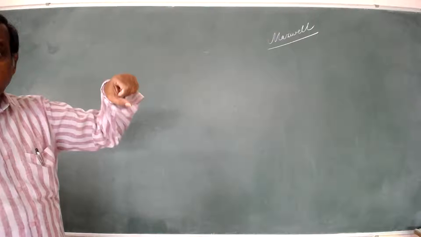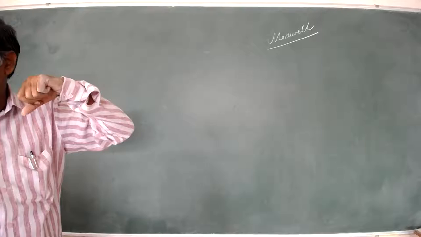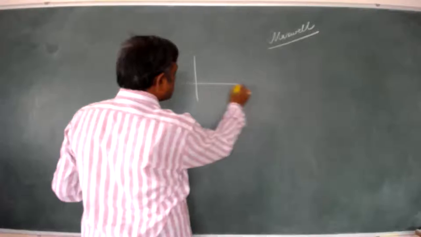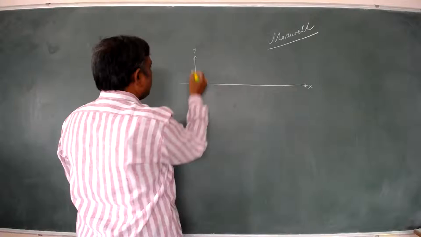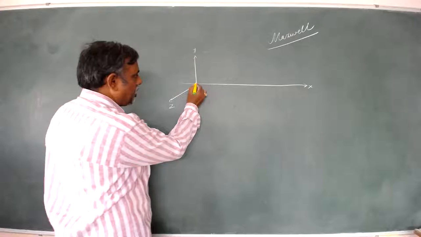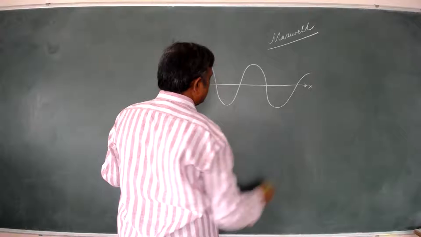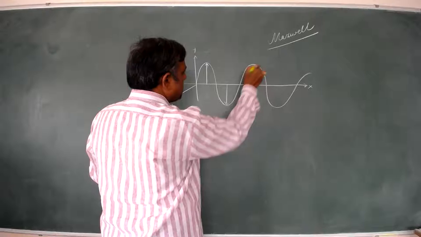Got it? Okay, so in the transverse nature, two types of fields are oscillating. One is the oscillating electric field and the second one is the oscillating magnetic field. Ultimately, the light wave propagation can be shown like this. This is the x-axis, this is the y-axis, and the z-axis will be perpendicular to this. If the electric field vector oscillates in the xy plane like this, this is the electric field vector which is oscillating.